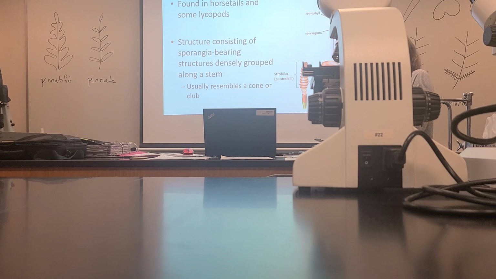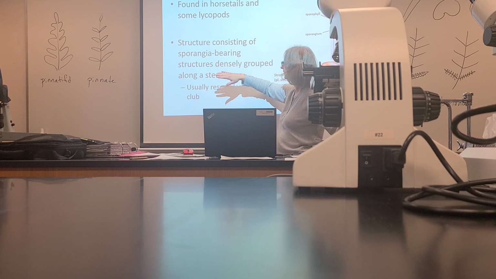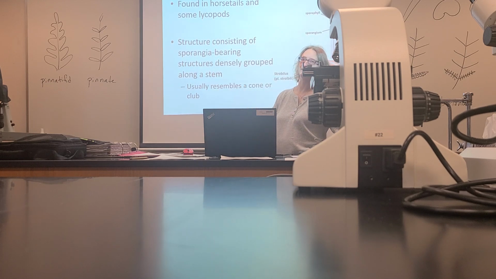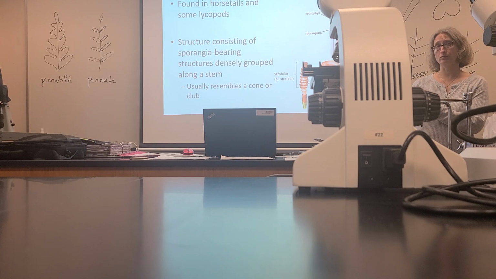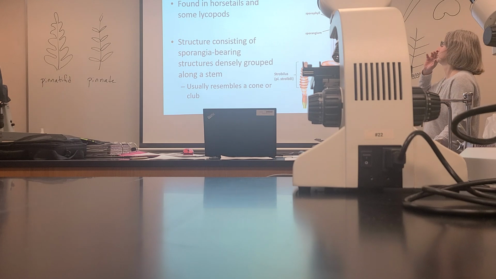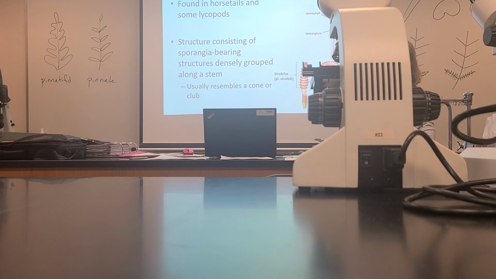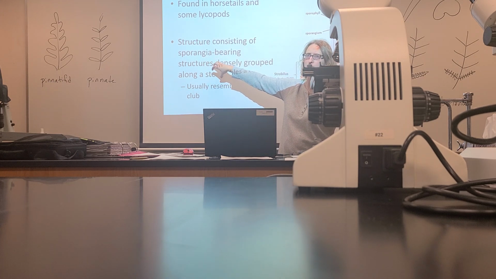It is any sort of structure that consists of sporangia-bearing structures, that I'll talk about in a second, that are densely grouped along a stem. Right? They do oftentimes look like a cone or a cone-like structure or a club. It's one of the reasons why we call one of the groups of lycopods club mosses, because they make these. Most of them do. So this would be an example of a strobilus, but so would this. And anatomically or structurally, they're a little bit different. Okay? The characteristic here is that we have sporangia-bearing structures all grouped together on a stem.